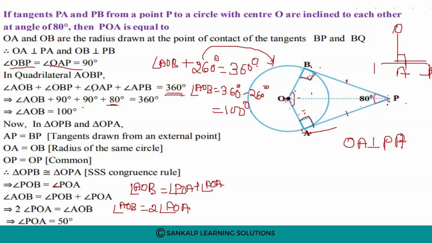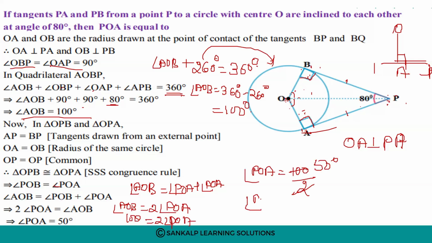Now angle AOB is 100 degrees. So 100 is equal to 2 times angle POA. Shift this 2 to this side. That means angle POA is equal to 100 divided by 2. Two fives are ten, so angle POA is equal to 50 degrees.